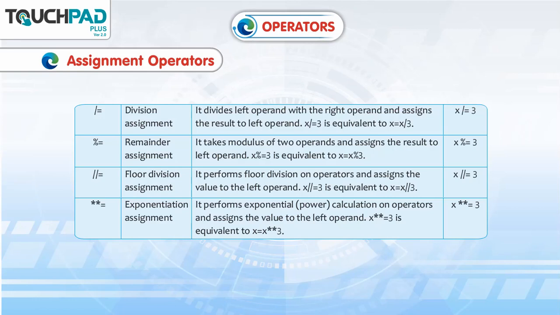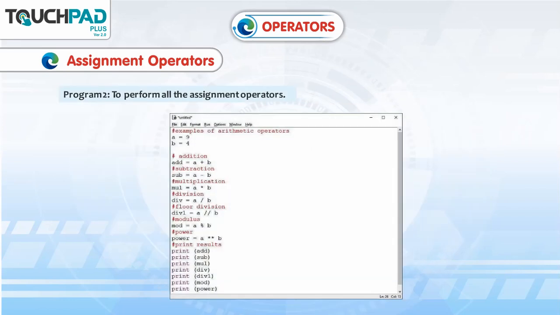Remainder assignment: it takes modulus of both operands and assigns the result to left operand. x %= 3 is equivalent to x = x % 3. Floor division assignment: it performs floor division on operators and assigns the value to the left operand. x //= 3 is equivalent to x = x // 3. Exponentiation assignment: it performs exponential, that is power calculation on operators and assigns the value to the left operand. x **= 3 is equivalent to x = x ** 3. Program 2, to perform all the assignment operators.